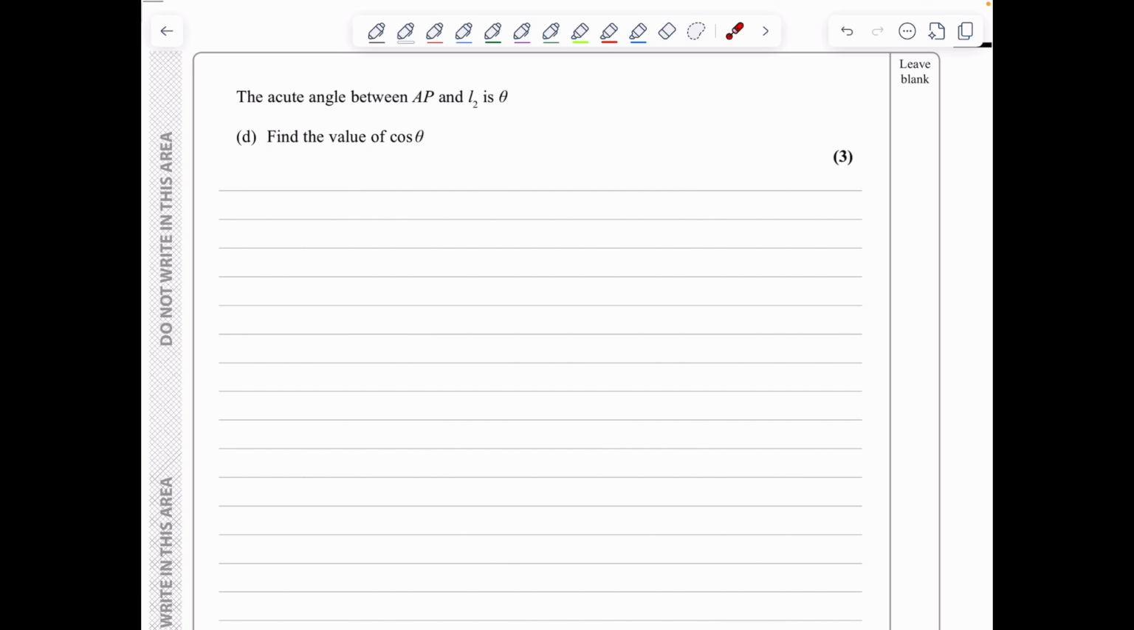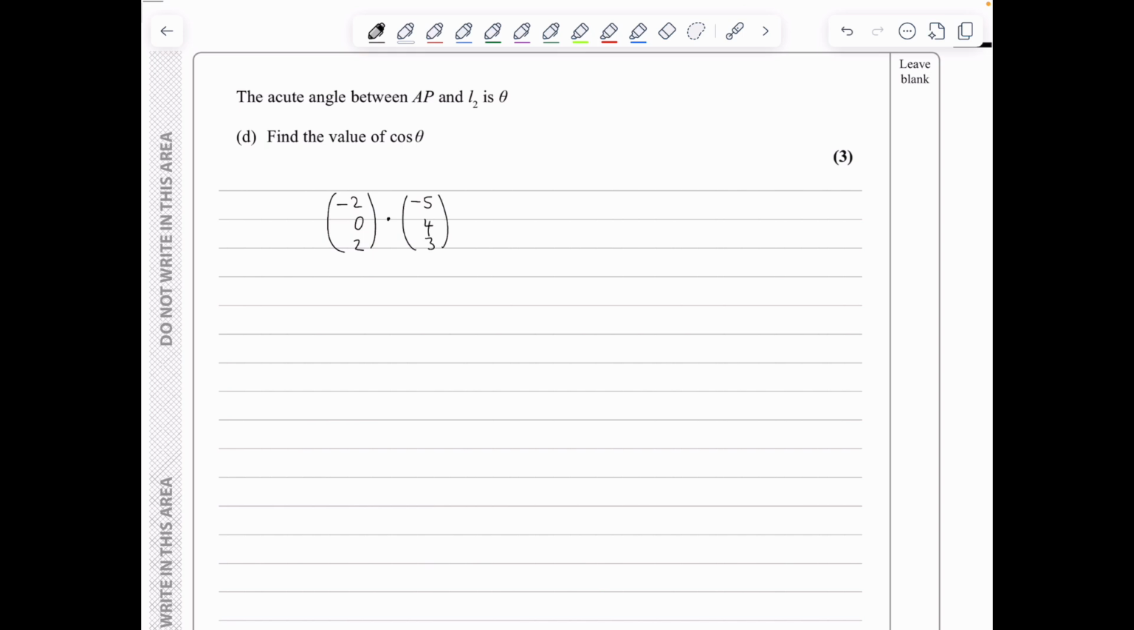We're then asked to find the value of cos theta, where theta is the acute angle between AP and L2. So I will be doing the dot product between the vector AP and the direction of the line L2. The vector AP was (negative 2, 0, 2). The vector corresponding to the direction of the line L2 is (negative 5, 4, 3).